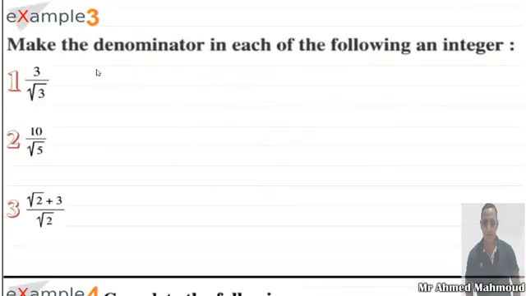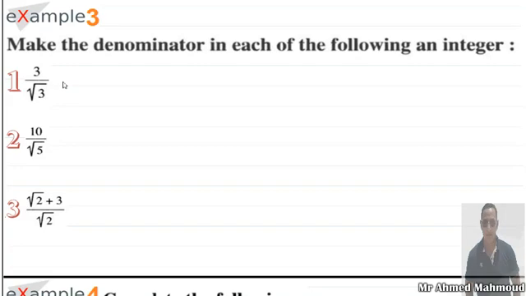In this example, we have to make the denominator in each of the following an integer. Okay, here we have root 3 over root 3. To make the denominator a whole number, note that this fraction is not in the simplest form. Please remember this. Why? Because the denominator is not a whole number.